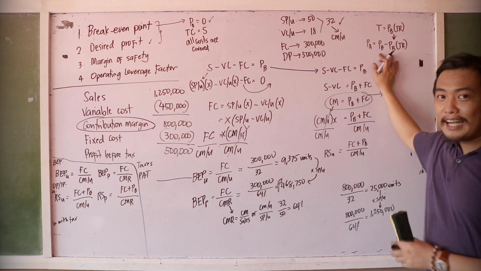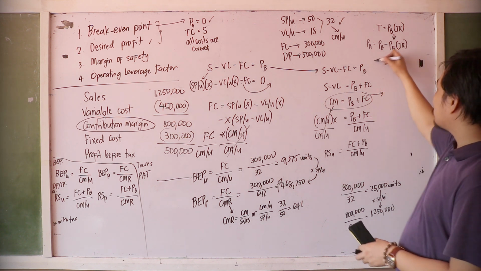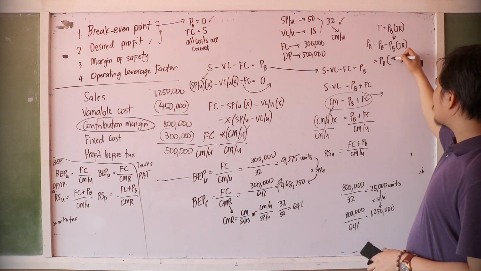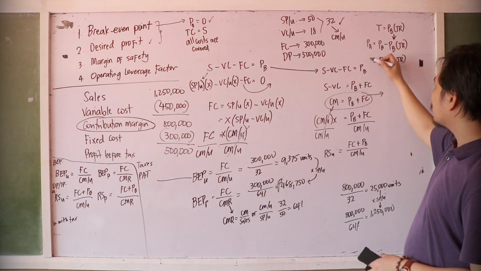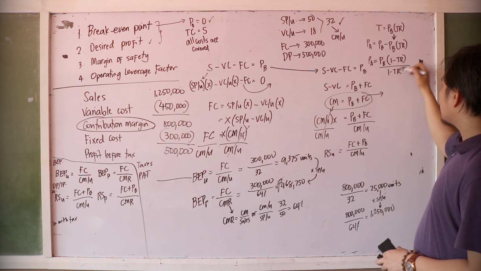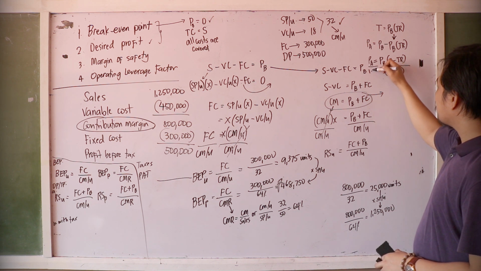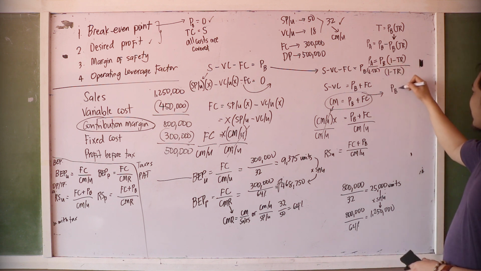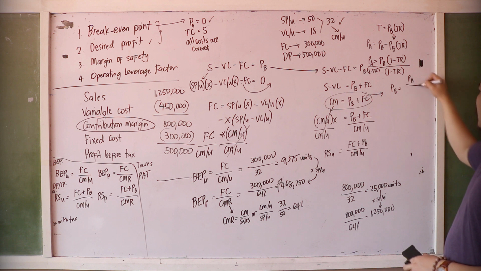Para magkaroon tayo ng like terms na pwedeng i-factor out. So, kapag pinactor out natin siya, magiging profit before tax times 1 minus tax rate. That's equal to your profit after tax. Divide both sides by 1 minus TR. Ganun din dito, 1 minus TR. Lalabas, your profit before tax is equal to profit after tax divided by 1 minus TR.